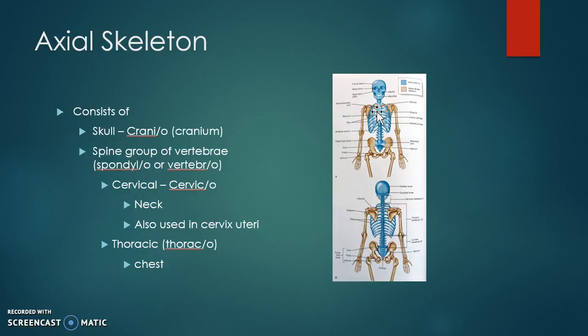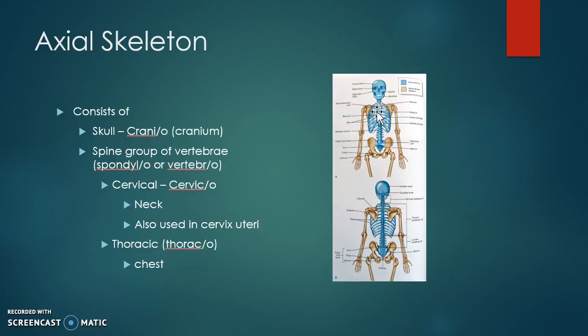So here's your axial skeleton. Axial is this straight line, this very inside skeleton. It consists of your skull, which is your cranium, right? And then your spine, which is cervix, right? That's your cervical, your neck spine, but also used in female anatomy for the cervix uteri. So make sure you understand that cervical is used in both of those places.